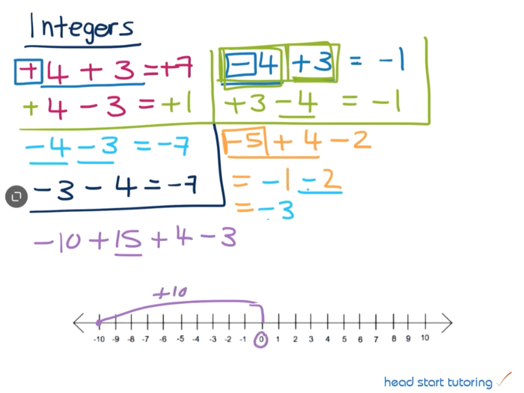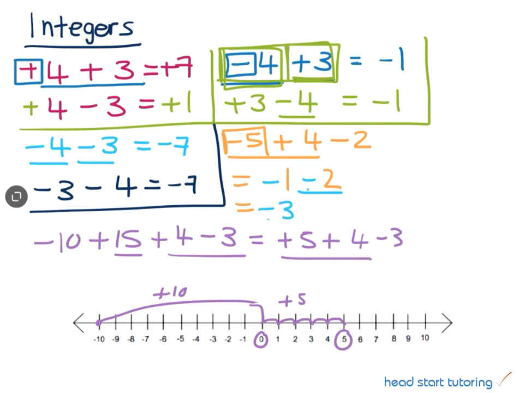So now we need to plus another 5. So we go 1, 2, 3, 4, 5 spaces to the right. So that's our other 5 that we plus, and we end up with positive 5. So this gives us positive 5, and then we still need to do our plus 4 and minus 3.